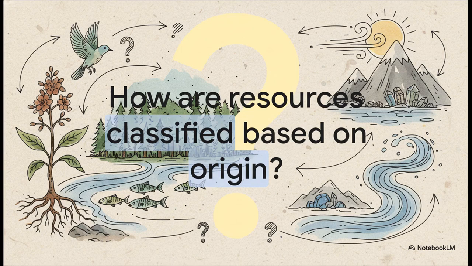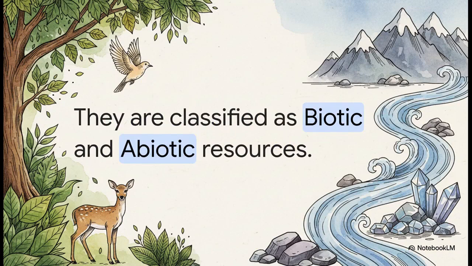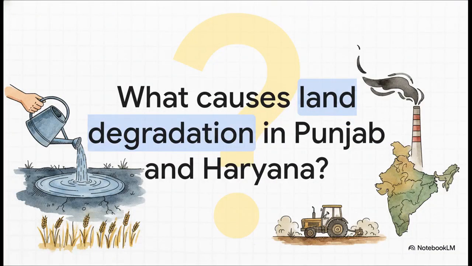What were the exact terms we used? Boom, that's right, biotic and abiotic. Biotic meaning living things from the biosphere, like forests and animals, versus abiotic, which are non-living things like rocks and metals. Second question. We talked about different states ruining their land in totally different ways.